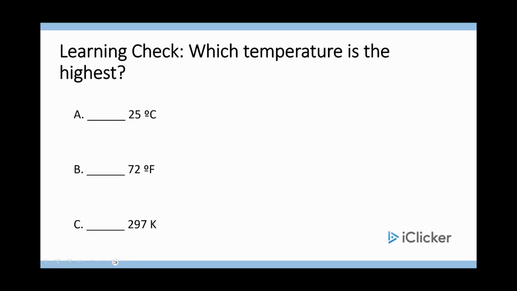This next slide, we have the same process, converting calculations. To compare which temperature is the highest, you need to convert all of these to the same temperature scale. So I would probably convert to Celsius, because we have one equation to convert Fahrenheit to Celsius, one equation to convert Kelvin to Celsius. But if you convert all of these to Celsius, you will see that 25 degrees Celsius is the highest. The rest of these are lower.